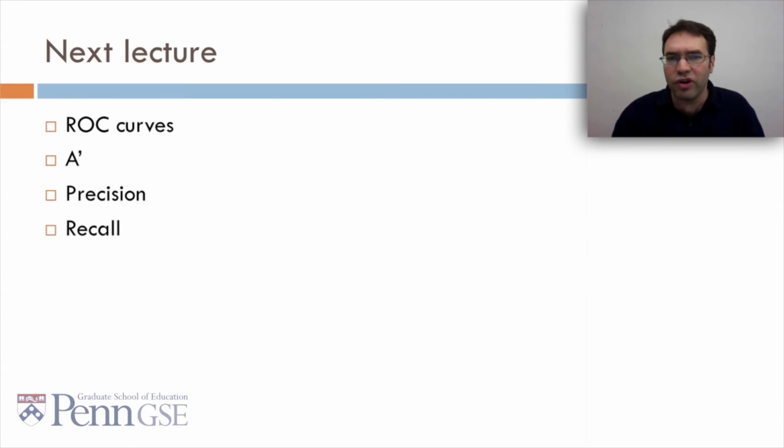I hope you found this lecture on kappa and accuracy interesting. They're both measures that you'll see sometimes. Kappa is increasingly preferred over accuracy because it is a better measure. In the next lecture, we're going to continue with classifier metrics of goodness, including ROC curves, A', precision, and recall.